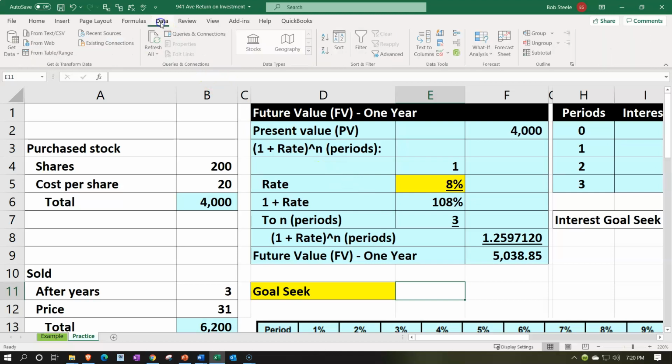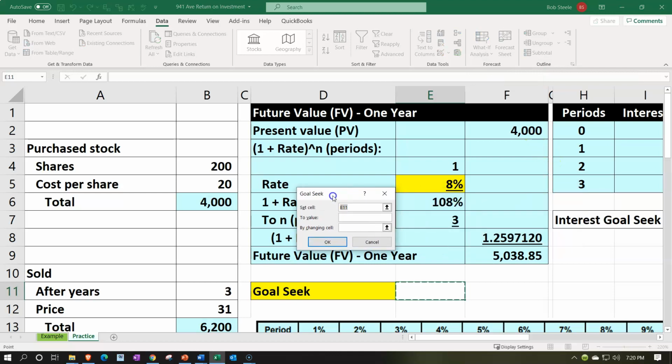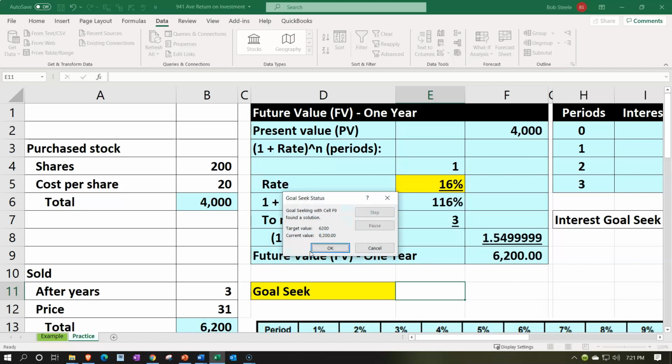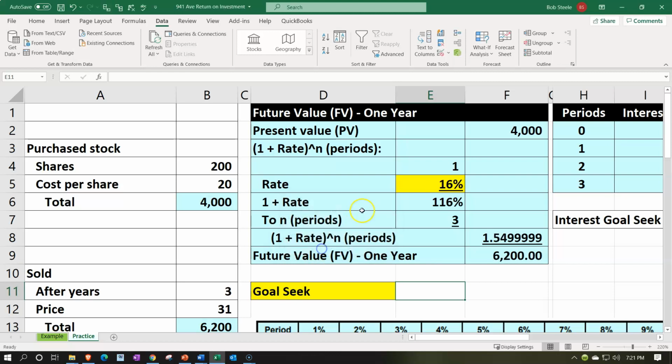That's going to be in the data tab up top. The what-if analysis and goal seek. We're seeking a goal right here and we're going to find it. So we're going to say set this cell. I want this cell to be, this is how it works, to be 6,200. And then we want to change this 8%, changing the 8%. And then it's just going to do trial and error just like we did to solve for that 8%. So I'm going to say okay. And there it is. It just picks up the number.